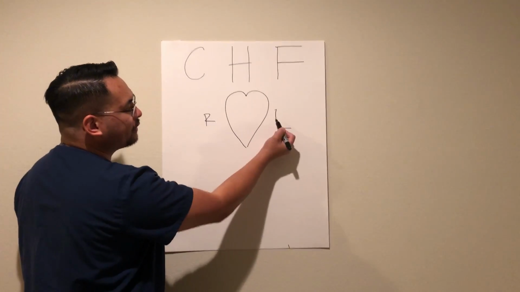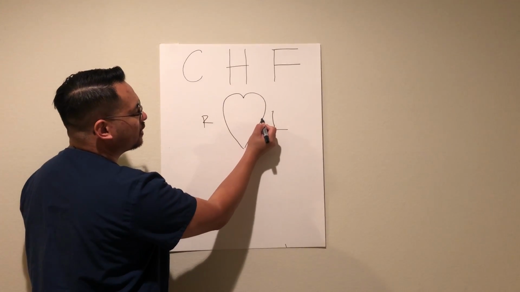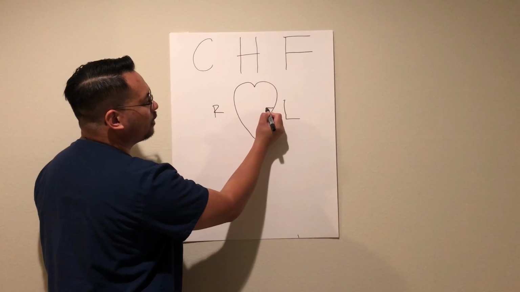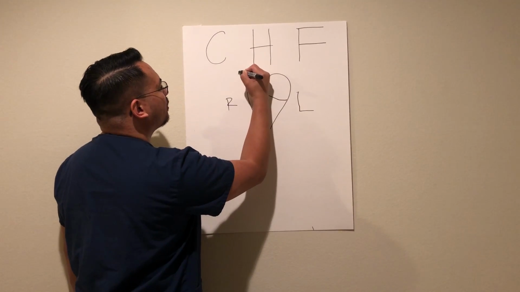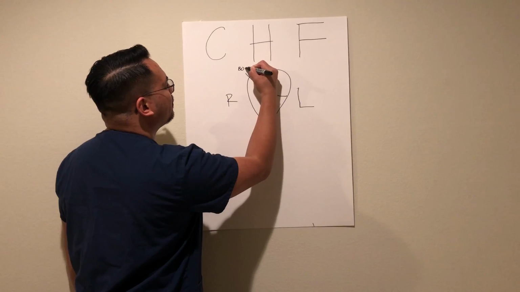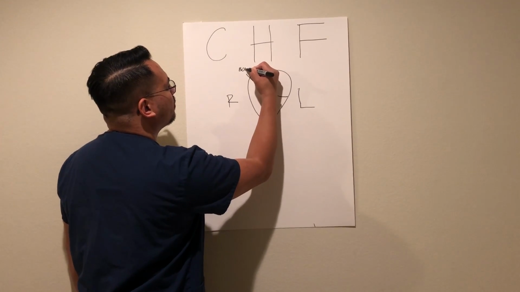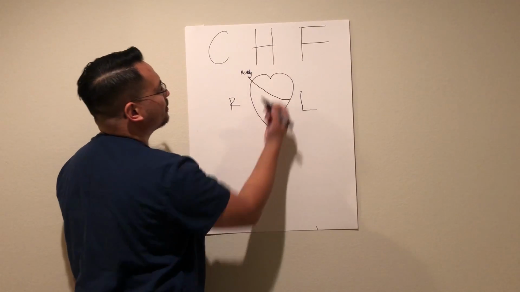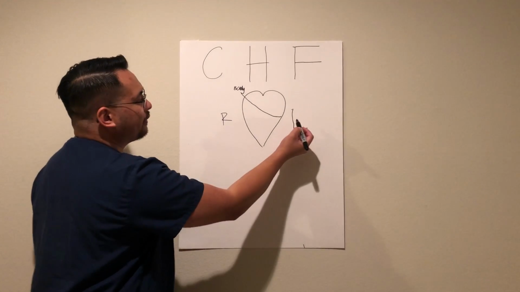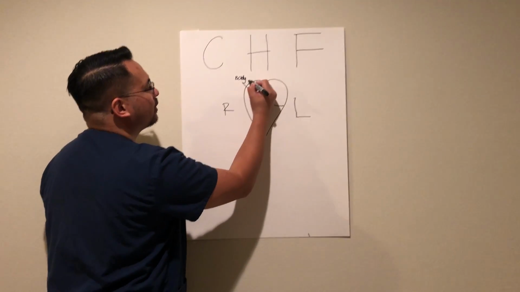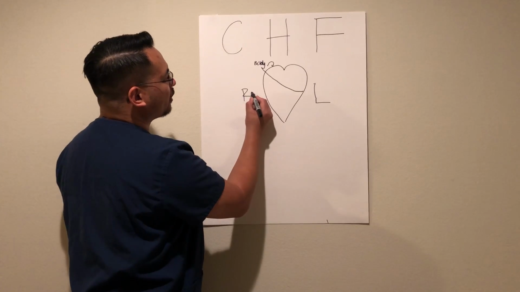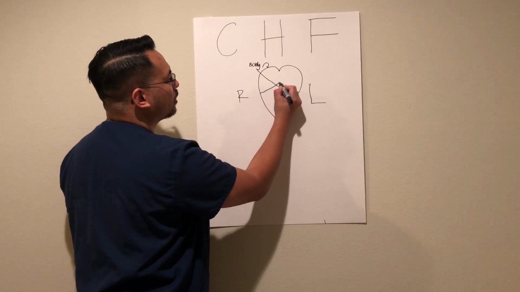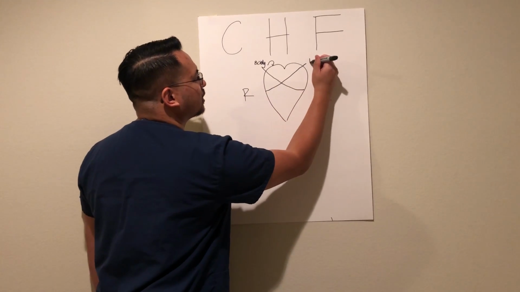So the left side normally pumps blood out to the body. From the left side, it pumps blood out of the body and into the right side of the heart. Okay? From the right side of the heart, blood goes out into the lungs.